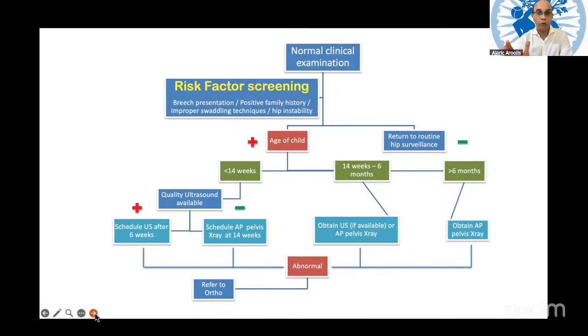Again, in a child who's between 14 weeks to 6 months, if it's available and you have the expertise to interpret the ultrasound, then you can do it. But otherwise, don't hesitate at that point right away, don't call the child back at 6 months, but between 14 weeks to 6 months, at any time you can get an AP pelvis X-ray done. If it's abnormal by the IHDI system, refer the patient on to orthopedics. And of course, any child more than 6 months, don't do the ultrasound, straight away go to the pelvic X-ray.